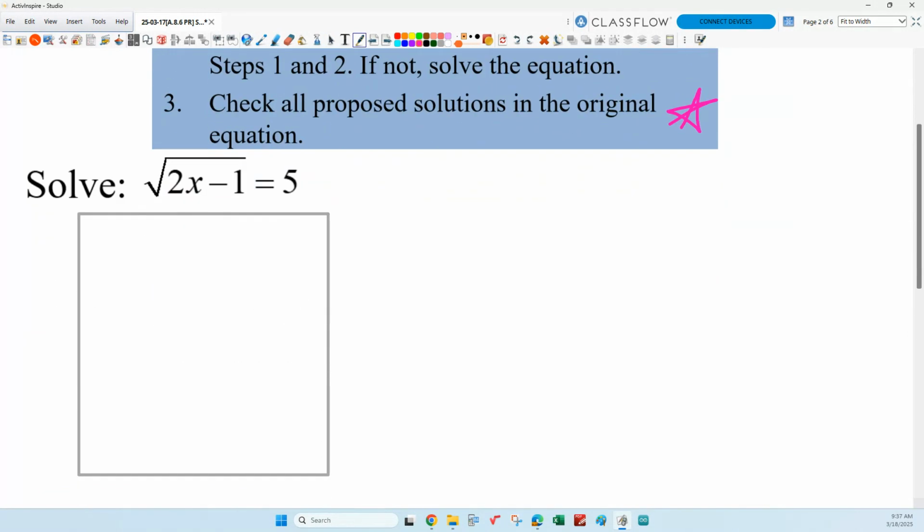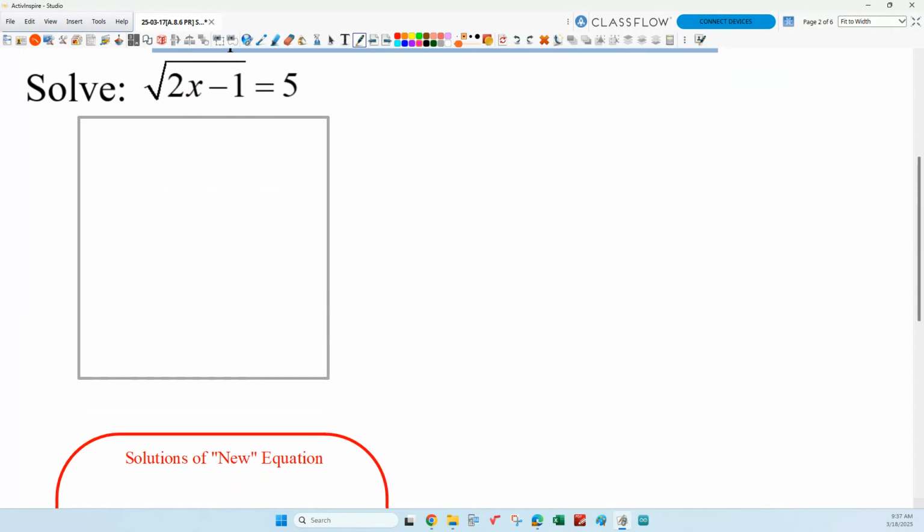Okay, so let's go through those steps. Step 1, isolate the radical. Already done in this case, right? It's already by itself. So what's my next step?